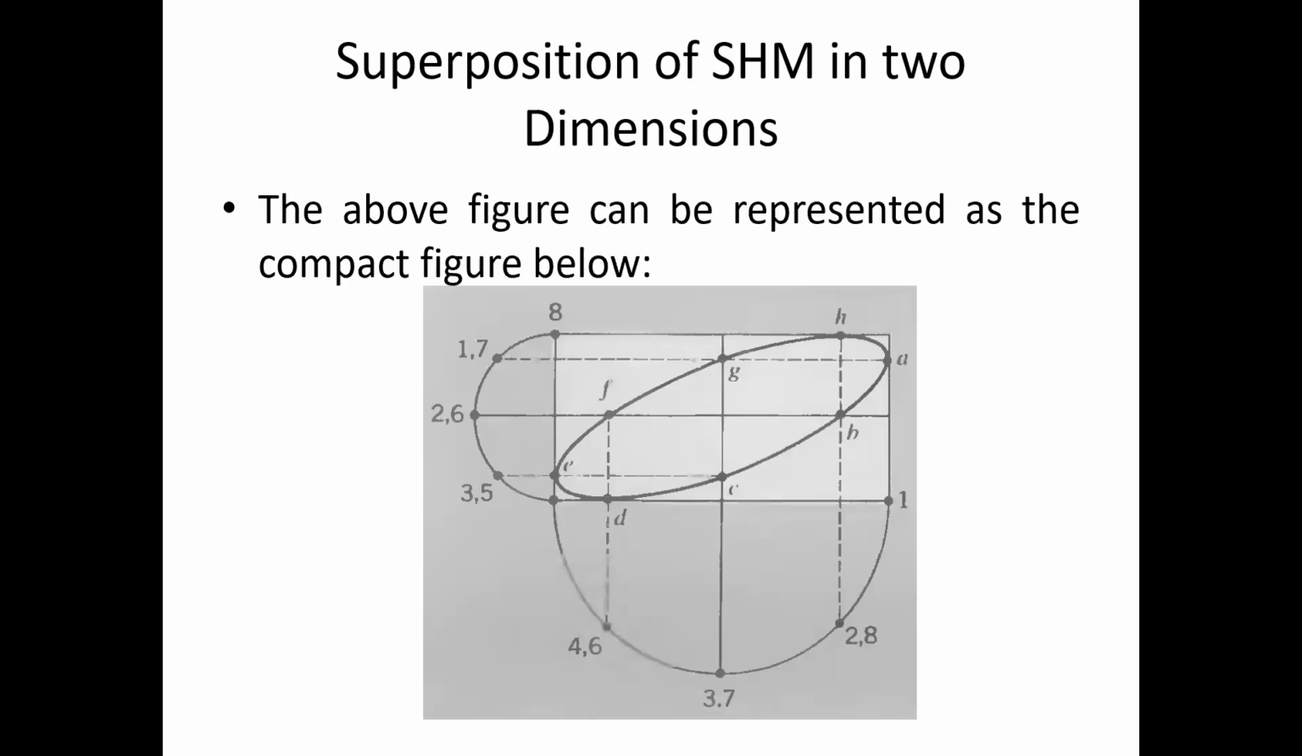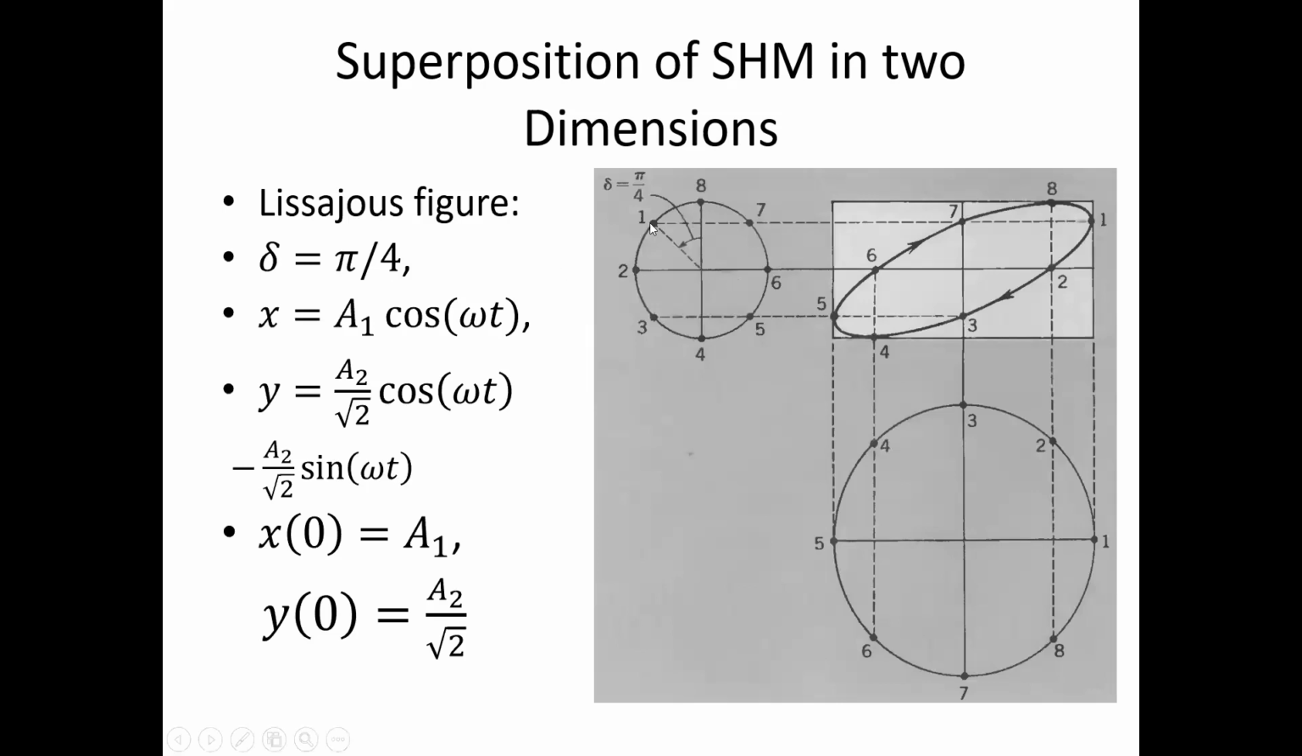The above figure can be represented in a compact form because, as you can see, we can superimpose half of the circle on the other part. So we have two semicircles. One is showing the position along the x direction and the other showing the position along the y direction. So we have points 1 and 7 on opposite sides of the circle, as you can see. So we can fold this part onto the other part, and we can fold the lower part onto the upper part of this circle.